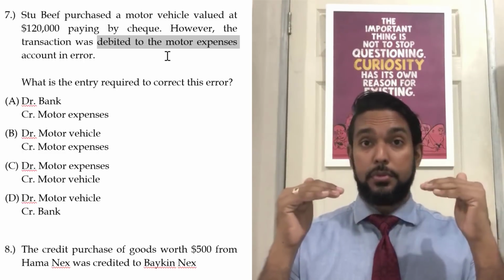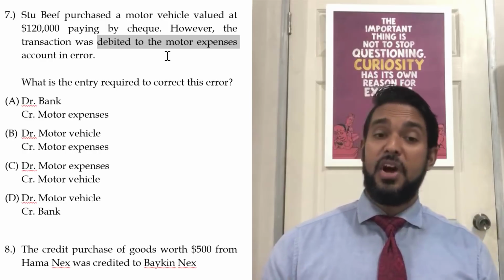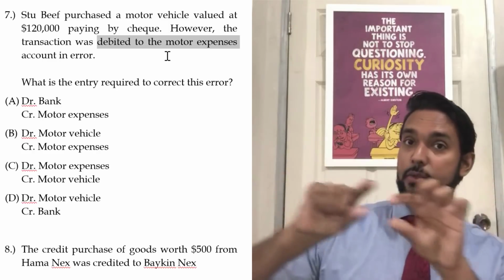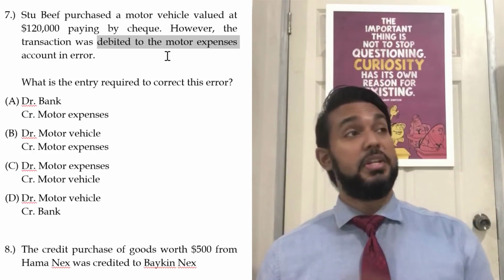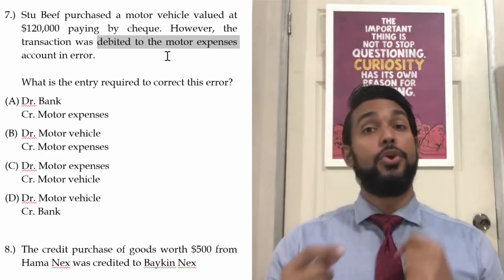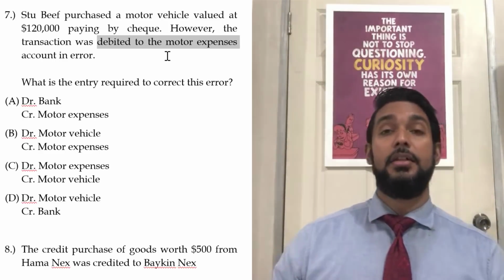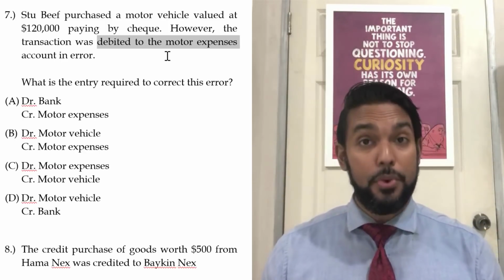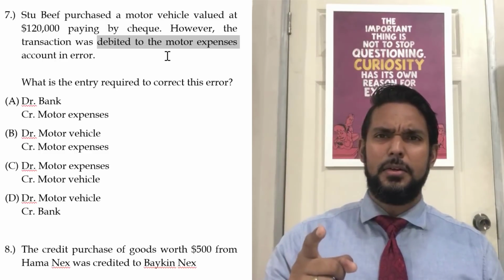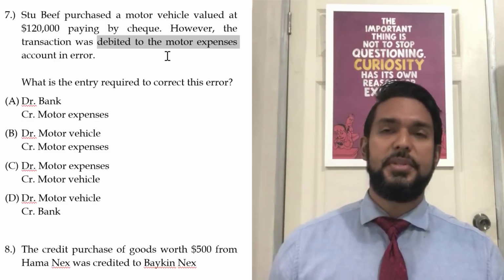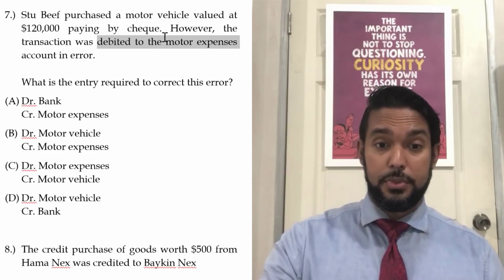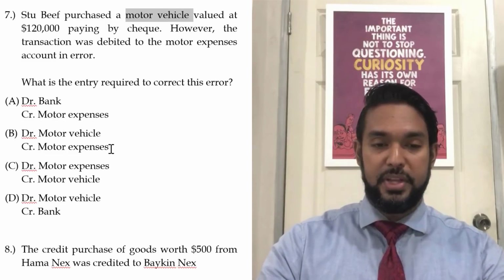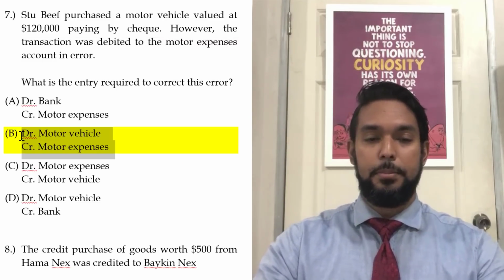There are just two sides to an account, a debit side and a credit side. If you have an entry on the credit side that shouldn't be there, you have to go on the opposite side and enter an amount to balance it off or to negate it. Similarly here, we have an entry on the debit side of the account that shouldn't be there. So what do we have to do? We have to go on the credit side to put the exact same amount to remove it or counterbalance it. So we're going to have to credit motor expenses. And what about the debit? Where was the debit supposed to go in the first place? It was supposed to go to motor vehicle, but it didn't go there. So we have to debit motor vehicle and credit motor expenses, which in this case is option B.